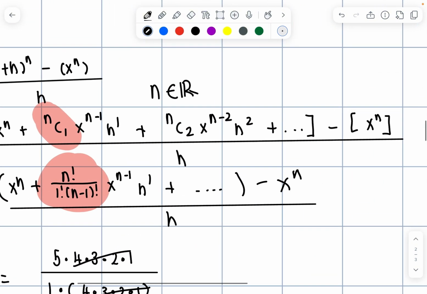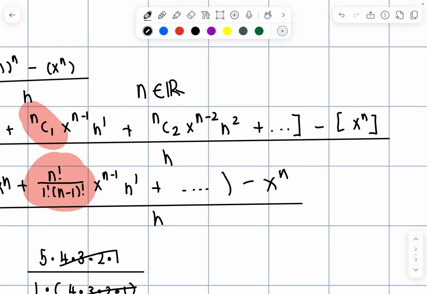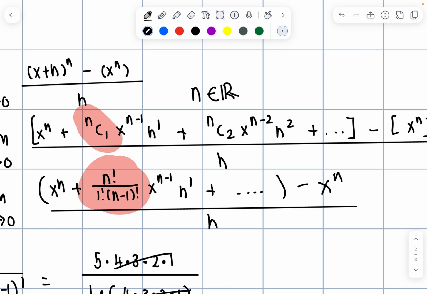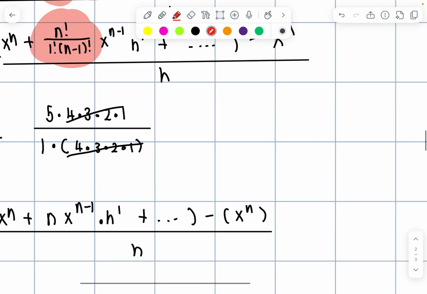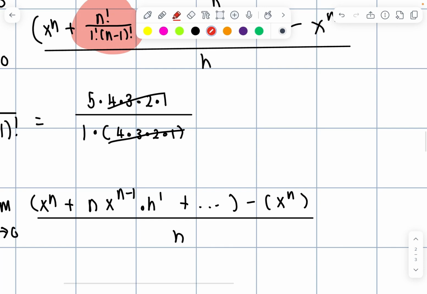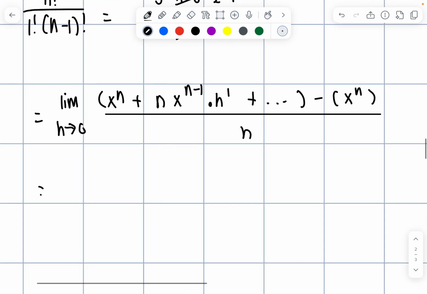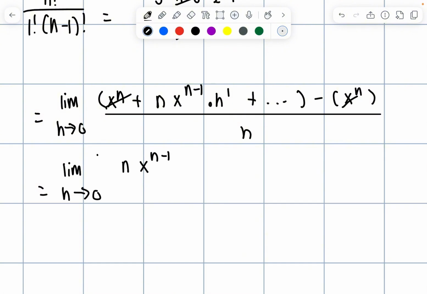So we know from these ones that all of these terms after x to the n, so after n choose 1, so after this term here, we know all these terms are going to contain a h. That means that we can factor out a h from them. We also know that this x to the n and this x to the n will cancel, so we'll just get limit as h tends to 0 of, sorry, let me write a h at the front here, n x to the n minus 1 plus dot dot dot, and they're all going to have a h in them.